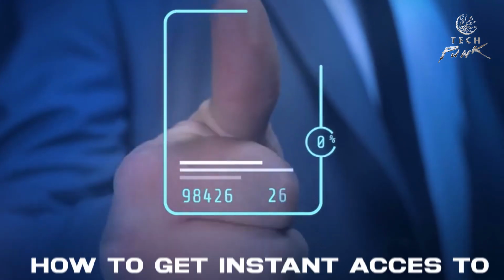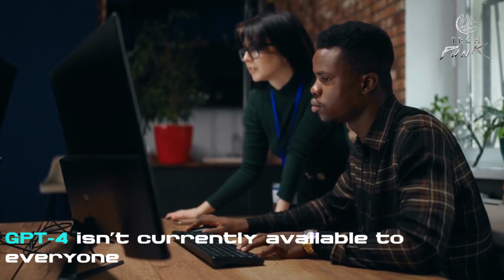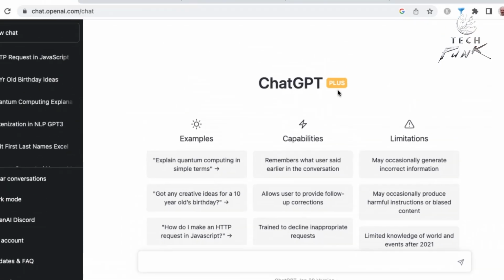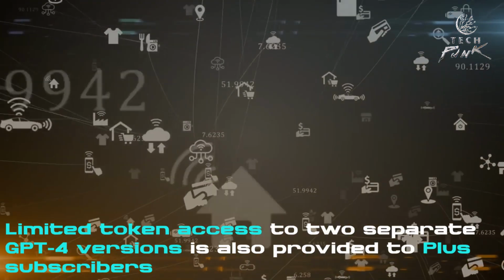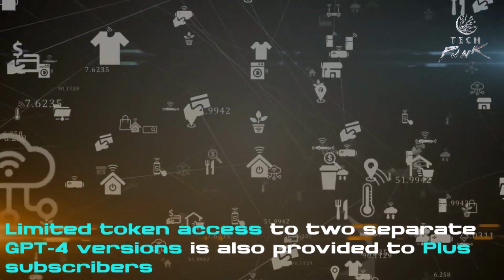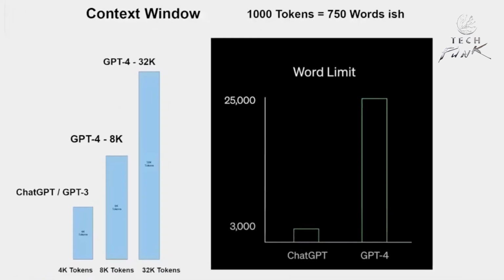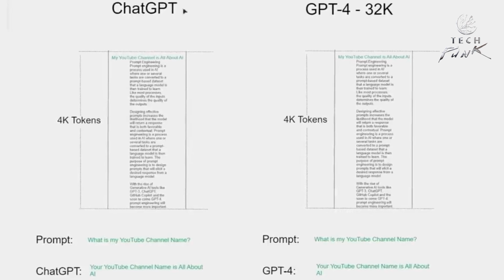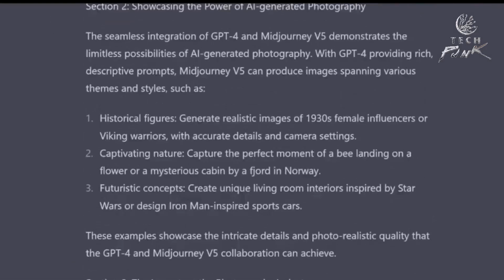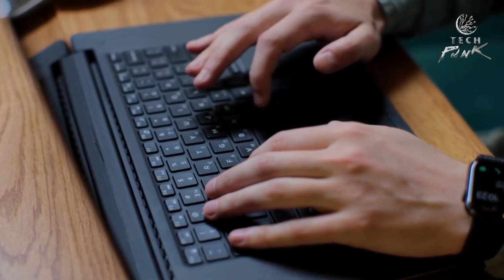How to get instant access to GPT-4. GPT-4 isn't currently available to everyone, which is unfortunate. Only ChatGPT Plus members with a usage cap are presently able to access the new model, according to OpenAI. Limited token access to two separate GPT-4 versions is also provided to Plus subscribers. Some are confined to GPT-4 8K, which has a smaller capacity, while certain users can use GPT-4's 32K engine, which provides them with a longer word limit. This will be dynamically changed according to demand, according to OpenAI.